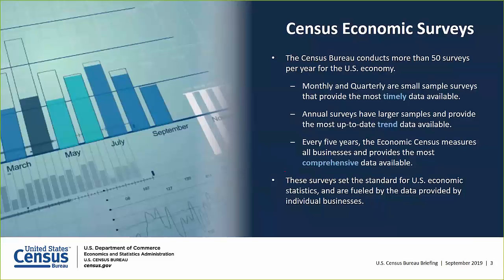So for example, our monthly and quarterly surveys are mostly sample type programs. They provide really detailed, very timely estimates, but fairly high level numbers. The annual programs provide a little bit less timely information, but even more detailed data. And finally, that leaves the economic census, providing our most comprehensive data.